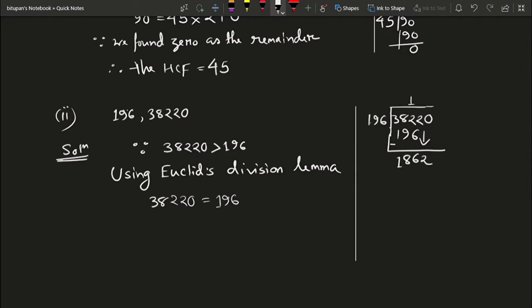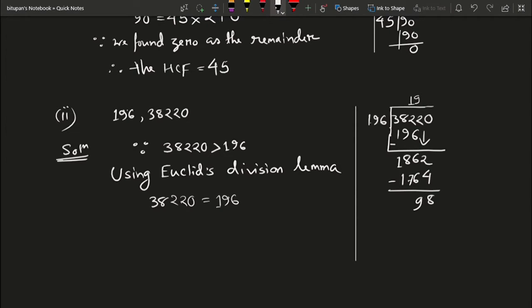Now this time we will go 9 times, because 196 into 10 is 1960, which is greater than this, so let us multiply with 9. 9 times 6 is 54, 5 left. 9 times 9 is 81, 81 plus 5 is 86, 8 left. 9 plus 8 is 17. So now this time 12 minus 4 is 8, 15 minus 6 is 9.